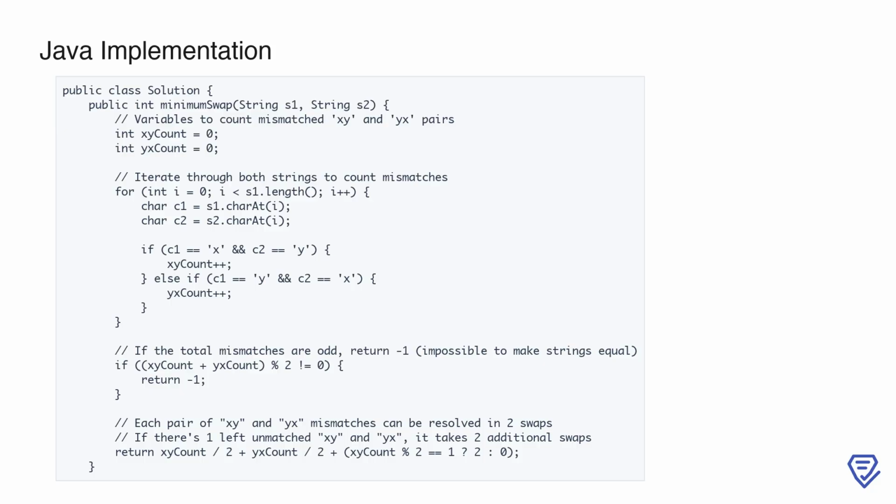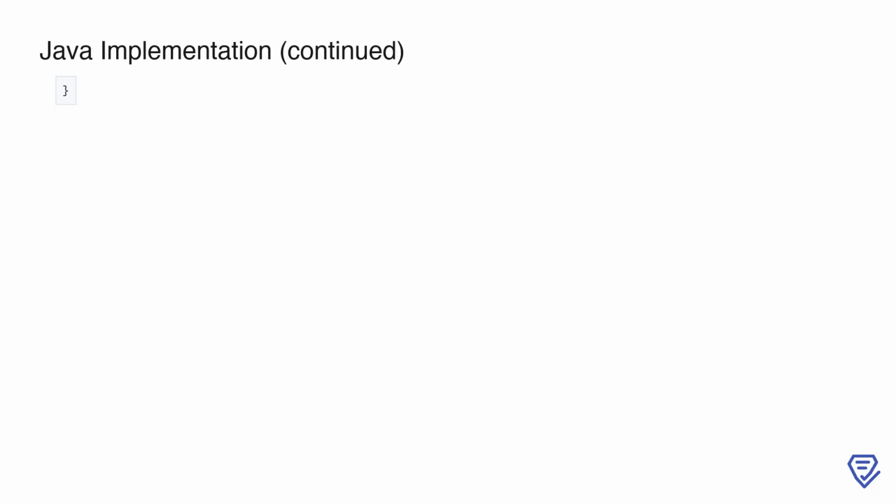After the loop, we check if the sum of these mismatches is odd. If it is, it's impossible to balance the strings, so we return -1. This is because mismatches need to occur in even numbers to be resolved through swaps. Now, we focus on how we calculate the minimum swaps needed to resolve the mismatches. Each pair of XY or YX mismatches can be resolved in one swap. So, we divide XYCount and YXCount by 2 and add these results together.